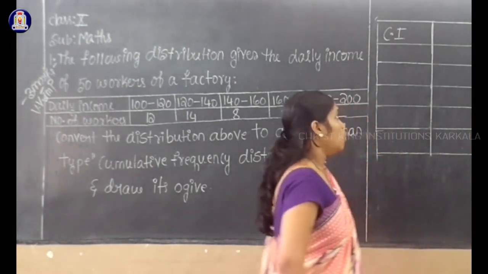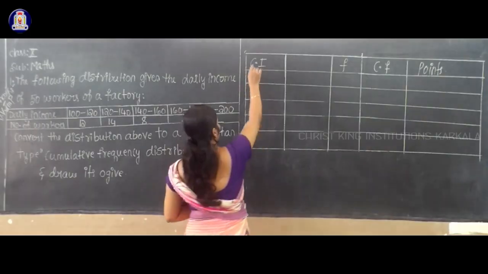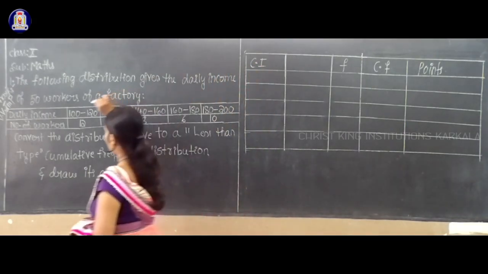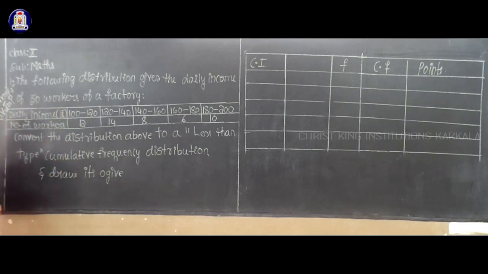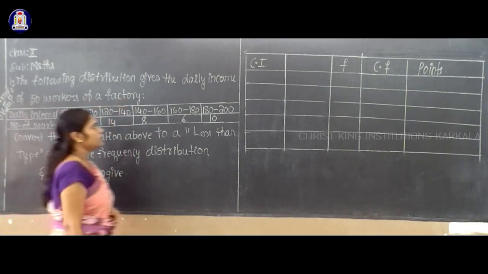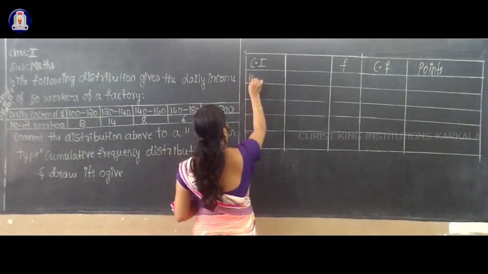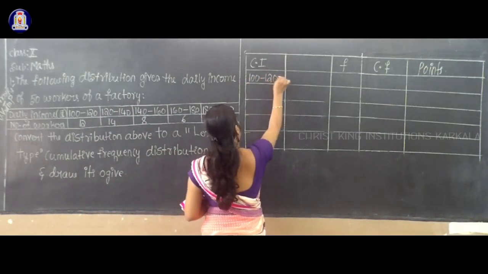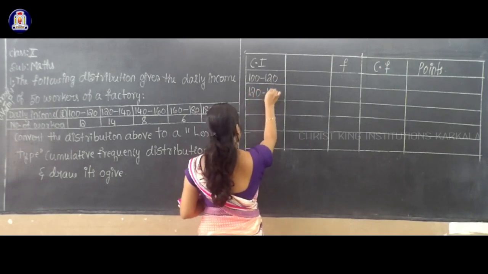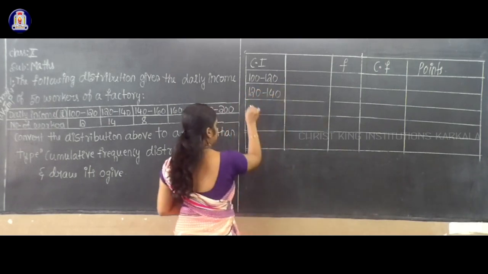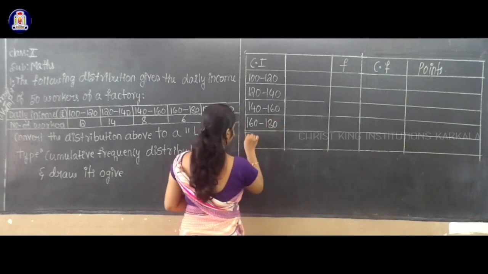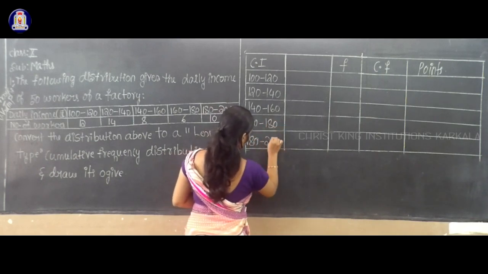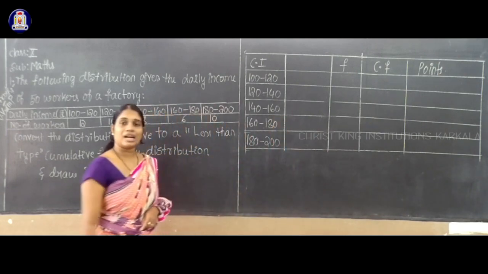So now the first column is about the class interval. Class interval is nothing but daily income, and here daily income is in rupees. First I will write the class interval: 100 to 120, next 120 to 140, next 140 to 160, 160 to 180, 180 to 200. So this is the class interval.